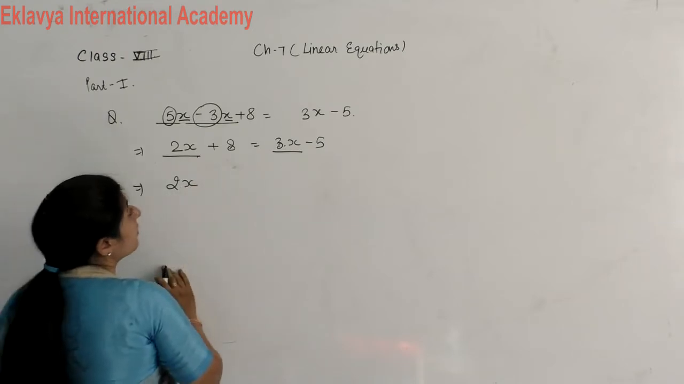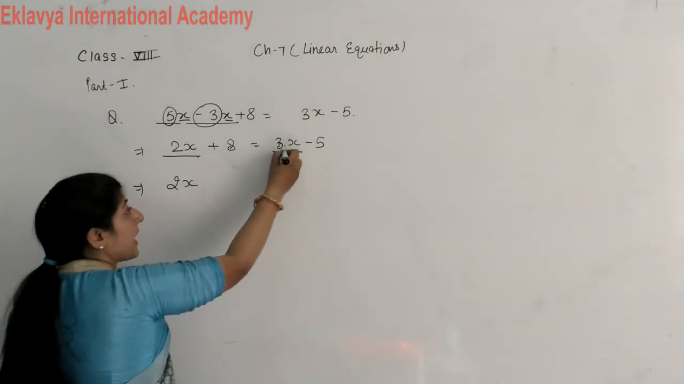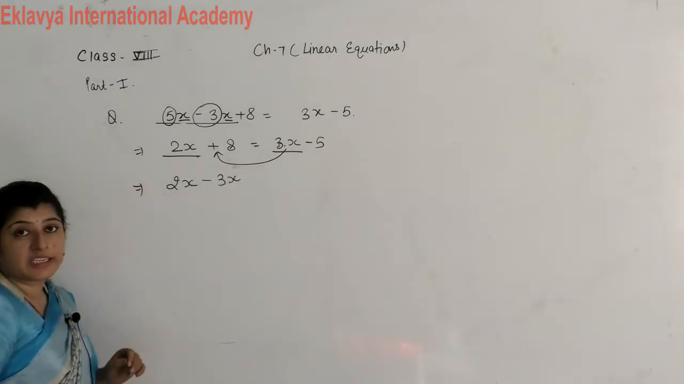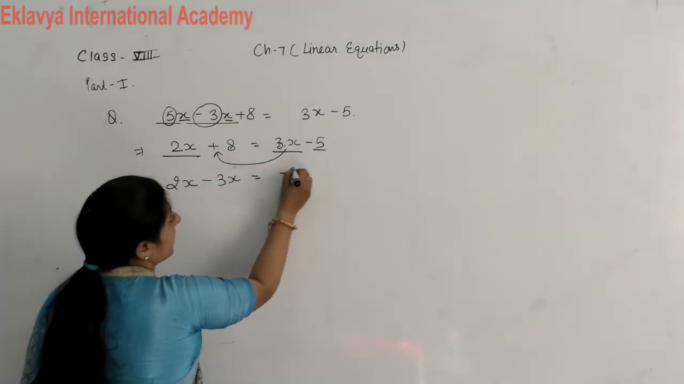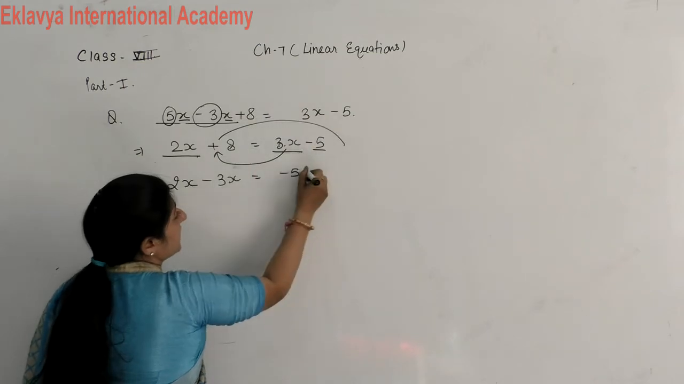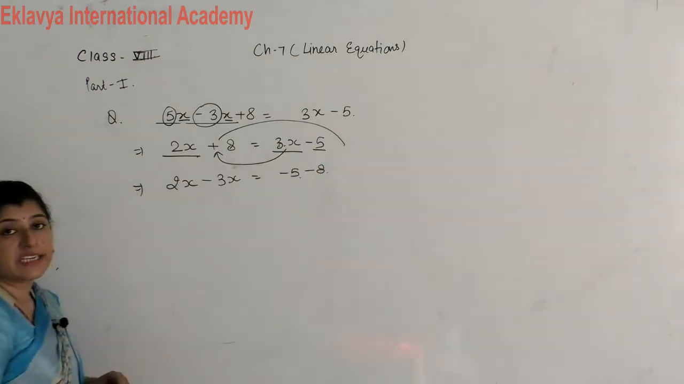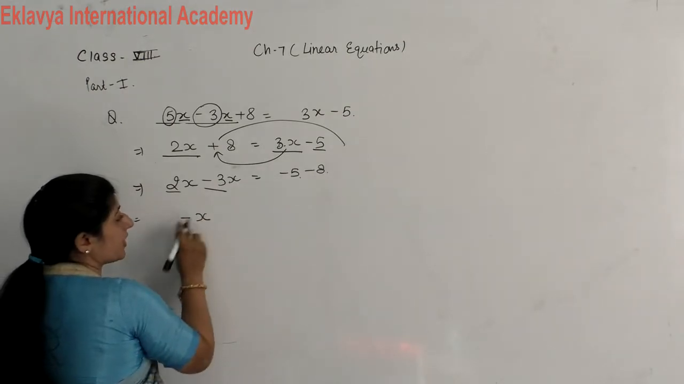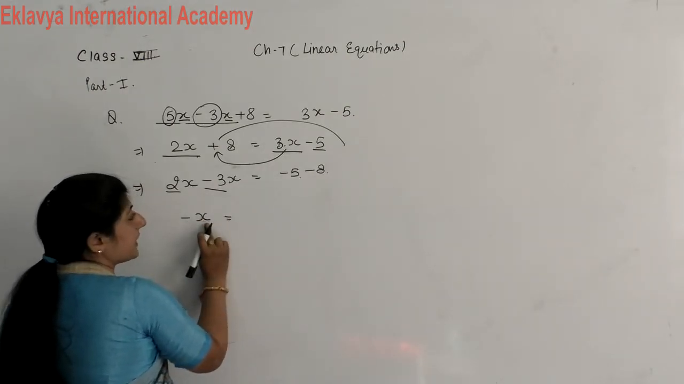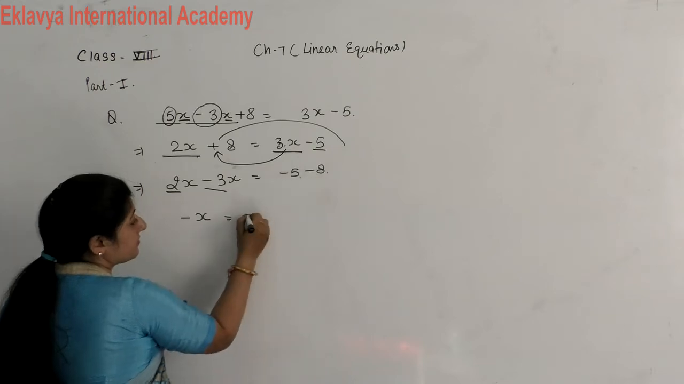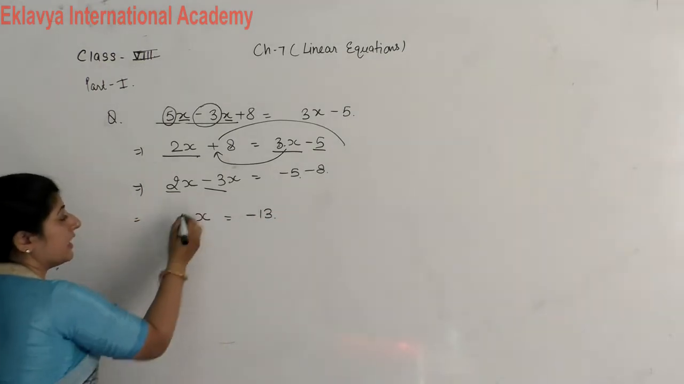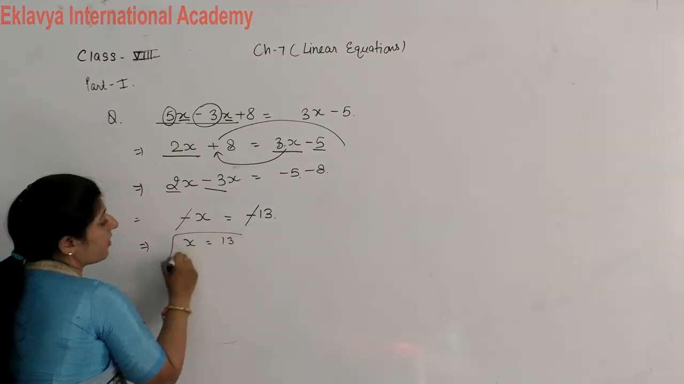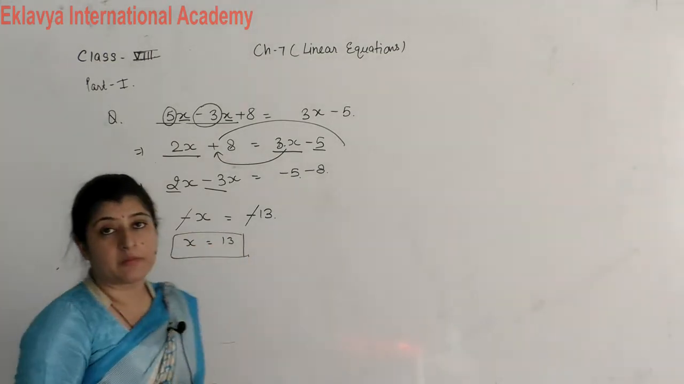Then if you apply the rule of transposition, this 3x changes into minus 3x. And here remaining minus 5, this plus 8 changes into minus 8. Then 2 minus 3 is equal to minus 1. There is no need to write minus 1. Then it becomes minus 5 minus 8, that is minus 13. Minus and minus cancel out. It means in this case the value of x is equal to 13.